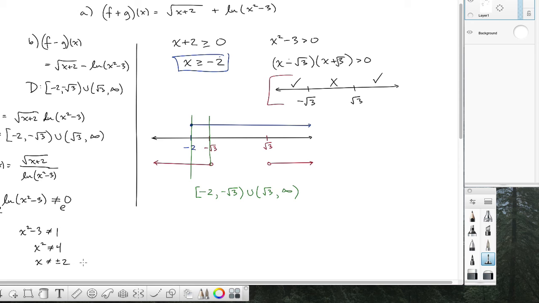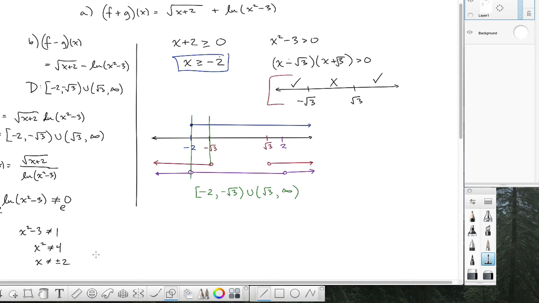So now we have a third rule. x cannot be positive or negative 2. So we're going to come down over here. At negative 2, we create a hole. And at positive 2, we create a hole. Now we can be anything except for those, at least for this rule here. And so there's our line there.